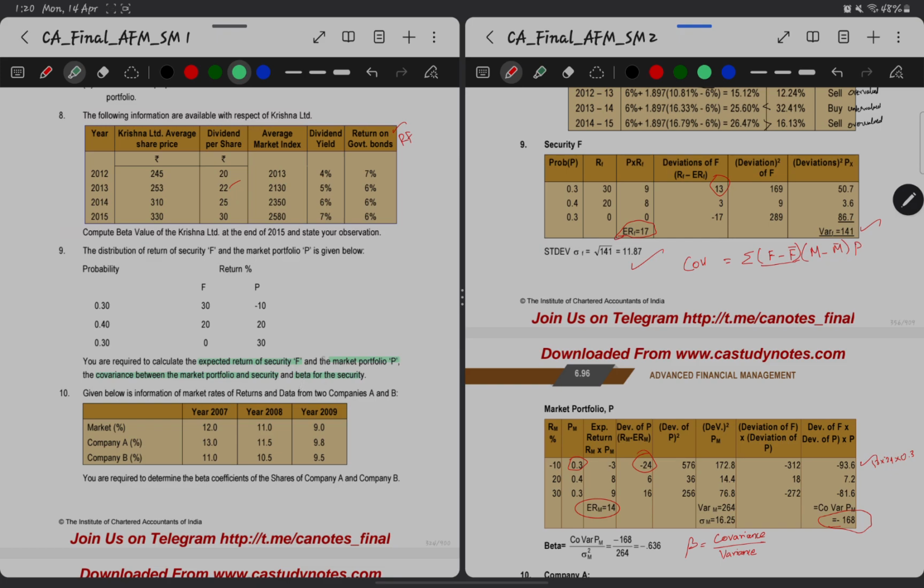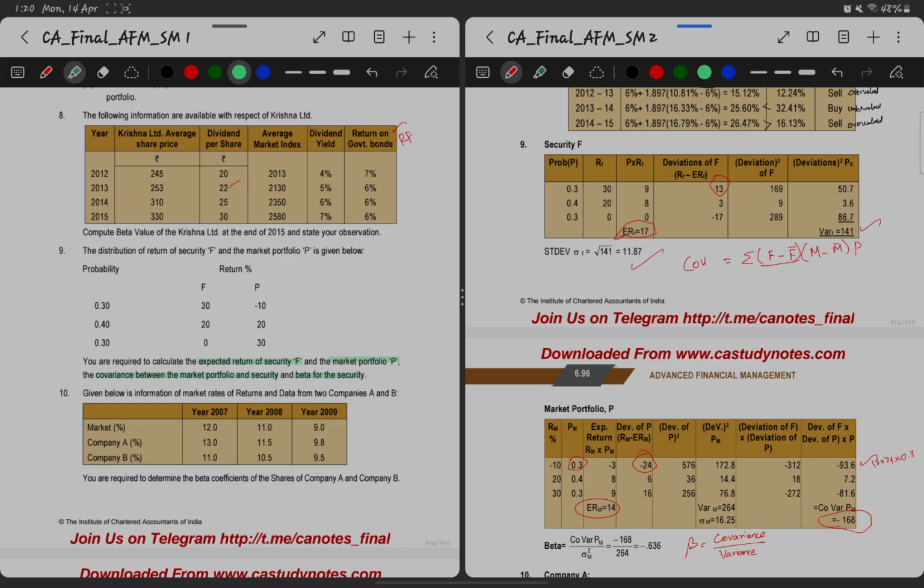Third requirement is beta for security. So as we have previously studied, beta is nothing but the sensitivity of a specific stock's return that changes in response to market movements. So in the current case, security F's sensitivity towards market return, which is P, that will be the beta.